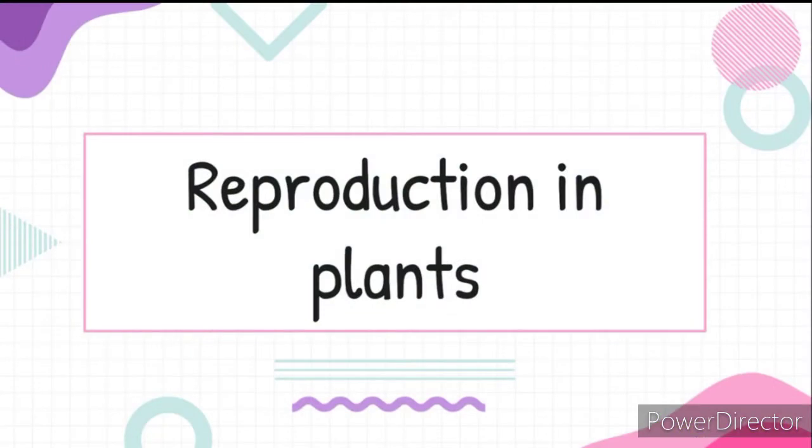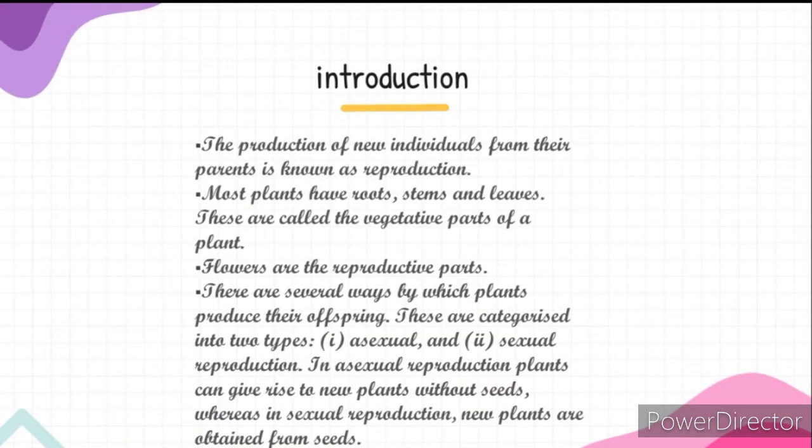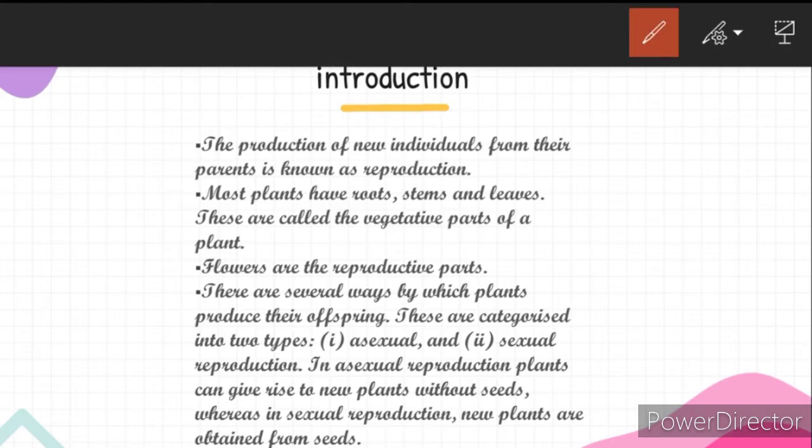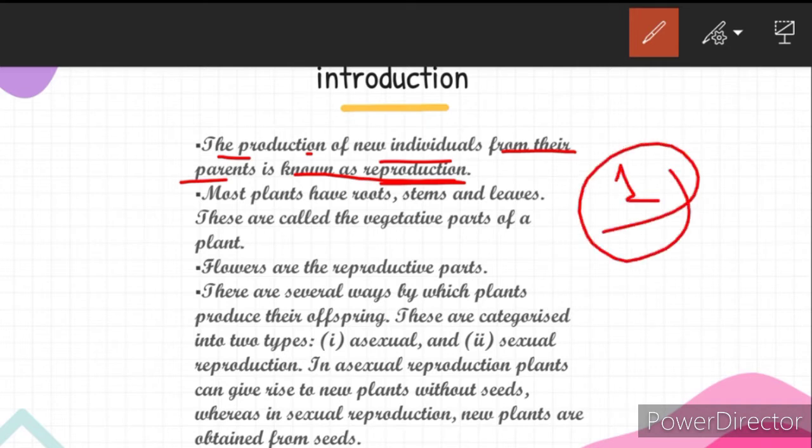So guys, beginning with the chapter Reproduction in Plants, first of all, an introduction is very necessary. You must be aware of what exactly reproduction is. So here it goes, people. The production of new individuals from their parents is known as reproduction. When new individuals, meaning only one, are produced from parents, meaning two. You have two parents, your mom and dad. When they come together and produce a new individual, this process is known as reproduction.